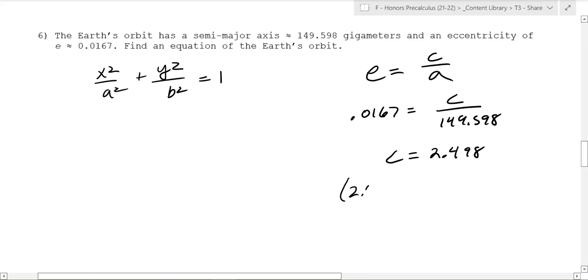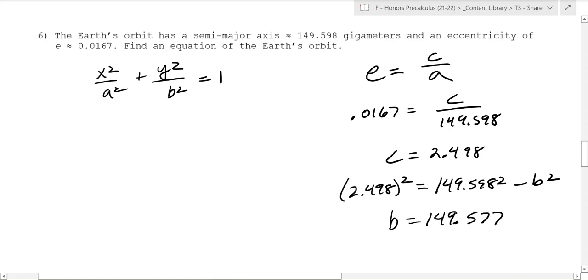So we know that 2.498, that quantity squared, is going to be equal to 149.598 squared minus b squared. This is what allows us to find b. So therefore, when you do this out, use your calculator, you end up with b equal to 149.577. And we expect the a and b values, we expect this value and this value to be pretty close together because it's almost a circle. It's not quite.